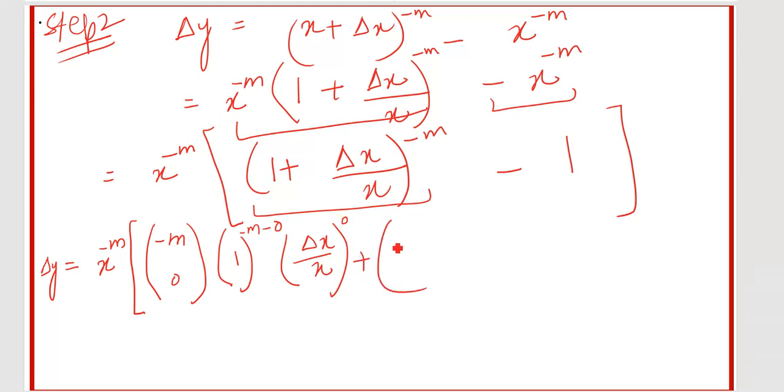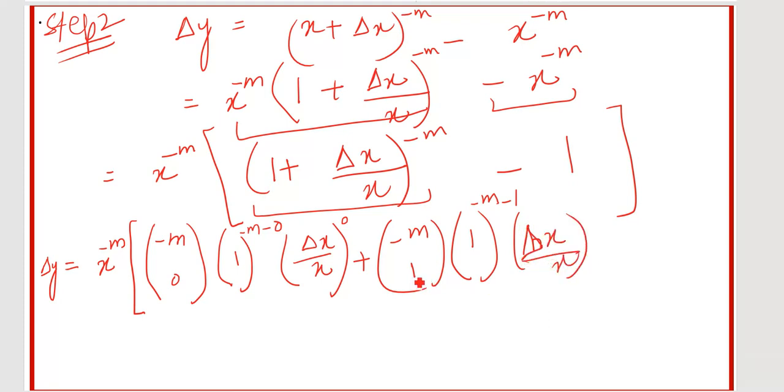Then plus (negative m) C1, and then this is A again, the power of A is minus m minus 1, and the power of B, and B we have delta x over x, the power is 1.